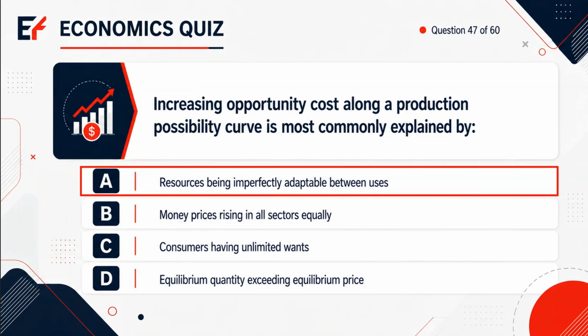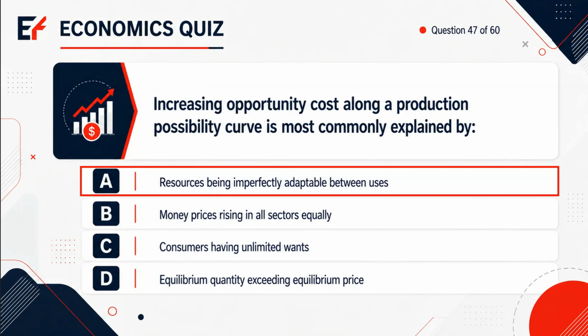Let's connect this to resource specialization. Increasing opportunity cost happens because resources are not equally suited to every type of production. Option A is correct because when resources are moved from one use to another, some become less productive in the new use, so more must be sacrificed to gain additional output.